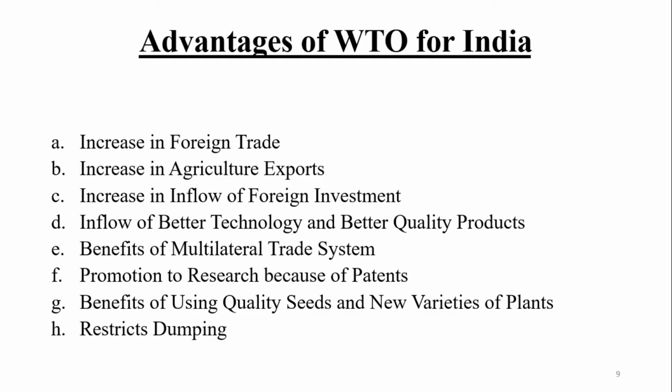Benefits of multilateral trade system. Under WTO, when a trade agreement is signed between member countries, it will promote the foreign trade of one country with all other member countries who have signed this agreement. Before WTO, foreign trade was usually bilateral, that is, between two countries. WTO promoted multilateral trade. It has increased the trade relation of India with 149 nations. If the multilateral trade system of WTO had not been prevalent, India would have to enter into separate trade agreements with each nation.